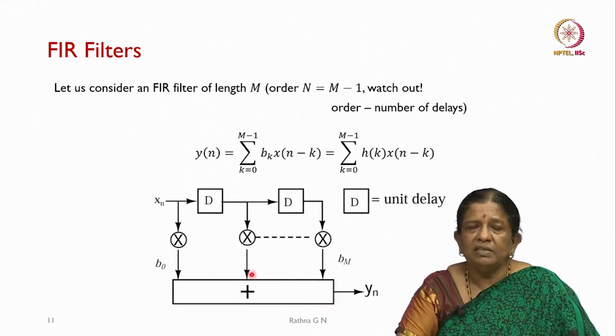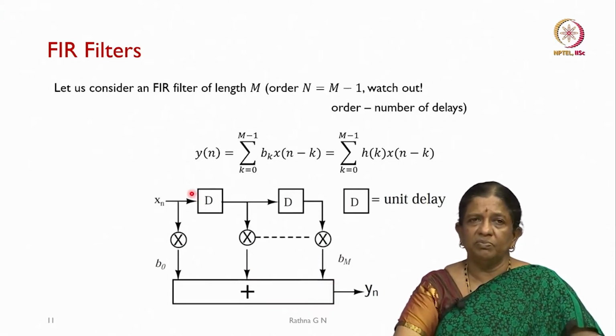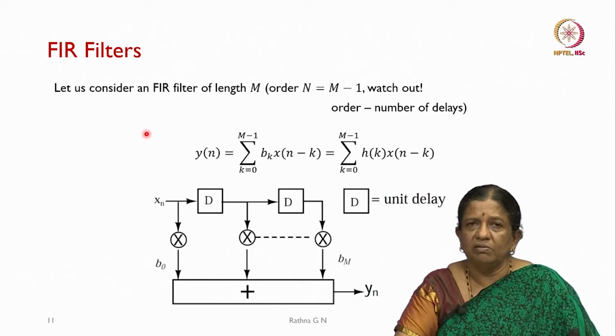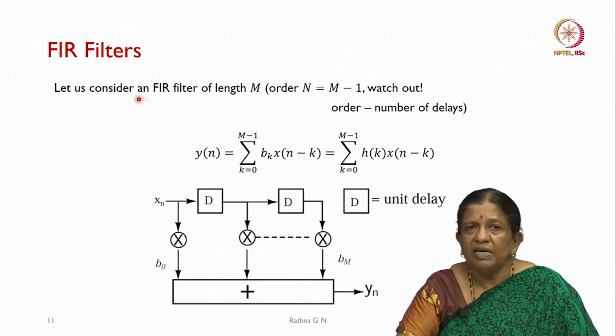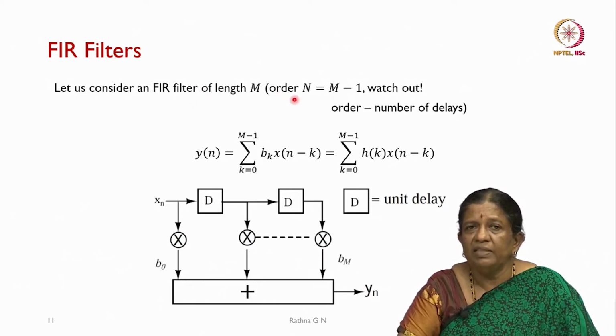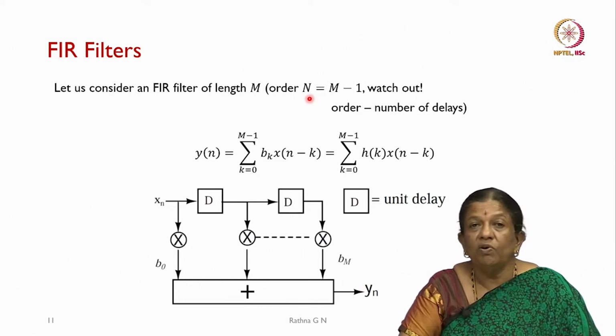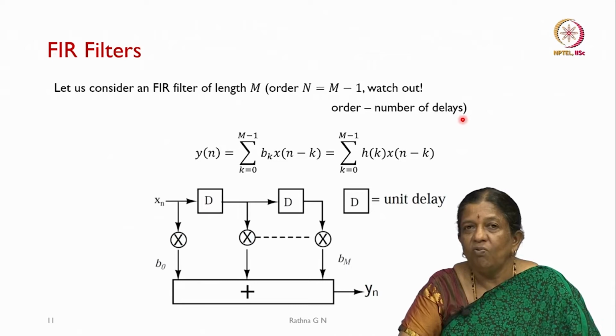So, we will see how they can be used, they are represented in this figure. We will consider an FIR filter of length m. Then the order n is equal to m minus 1. You have to watch out, it is the order minus the number of delays that we will be considering as the length of the filter basically.